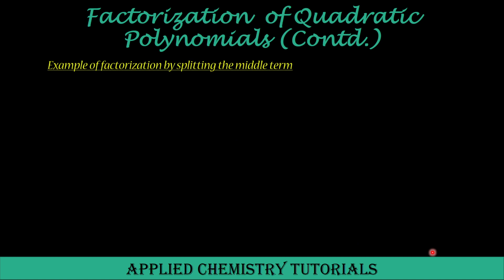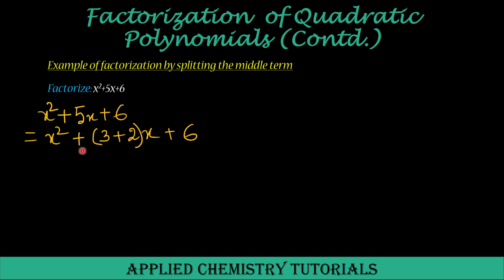So let us take a few examples of factorization by splitting the middle term. Factorize x squared plus 5x plus 6. This can be rewritten as x squared plus (3 plus 2) multiplied by x plus 6, so that 3 plus 2 equals 5, and 3 multiplied by 2 equals 6, which equals 6 multiplied by 1. So it matches the criterion.